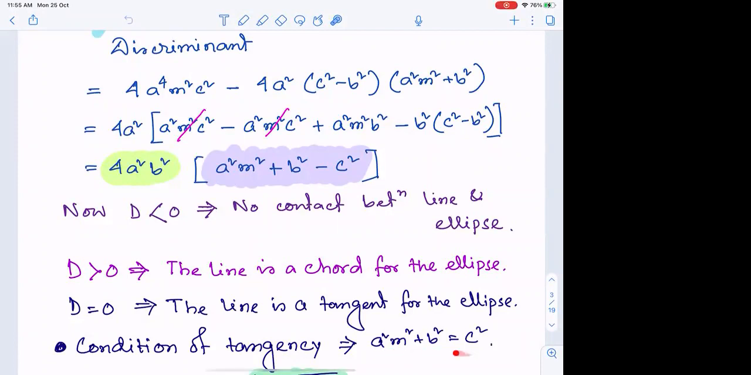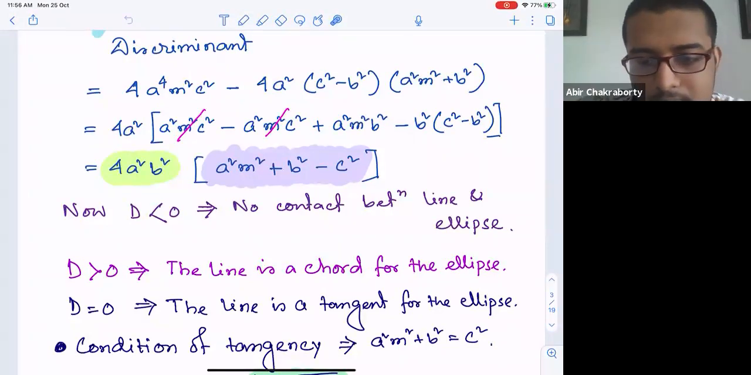Even so, will there be any restriction on m to be acceptable for c square in the form of a square m square plus b square? As c square is a square m square plus b square, c square is a non-negative quantity. So is there a restriction on m? Or is a square m square plus b square by default positive and acceptable for c square? No restriction for it. So no restriction.